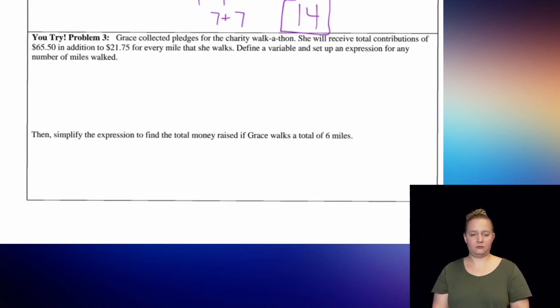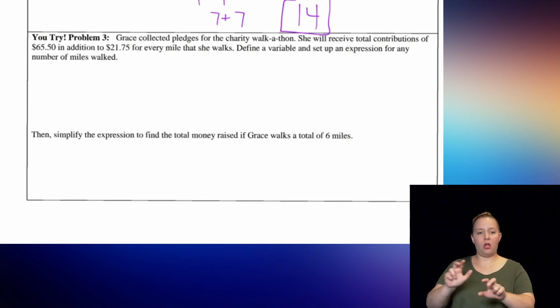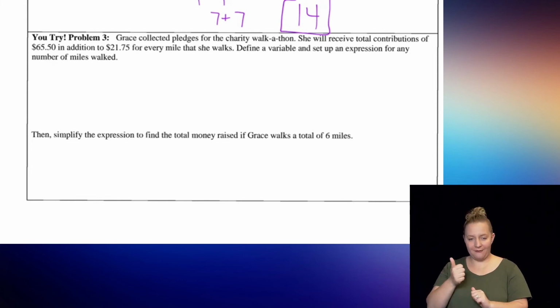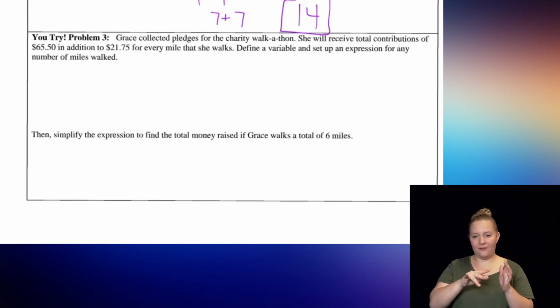And this last one, Grace collected pledges for her charity walkathon. She will receive total contributions of $65.50 in addition to $21.75 for every mile that she walks. Define a variable and set up an expression to find the total for any number of miles walked. Go ahead and pause this video. I want you to define a variable and set up this expression, then check it. Go ahead and pause.